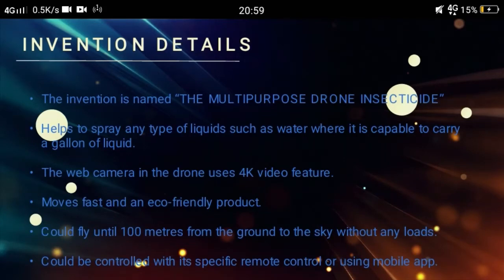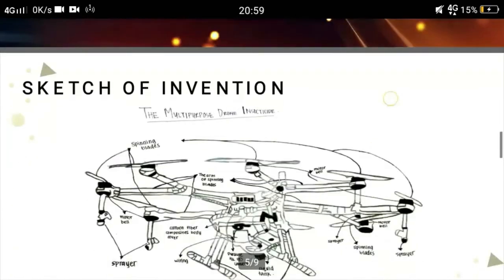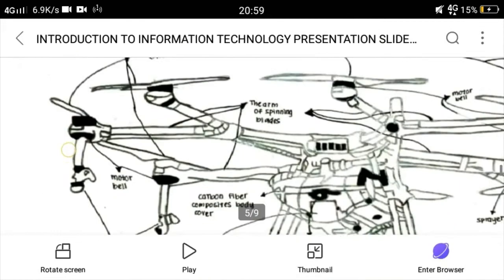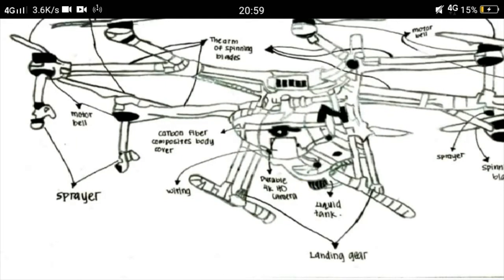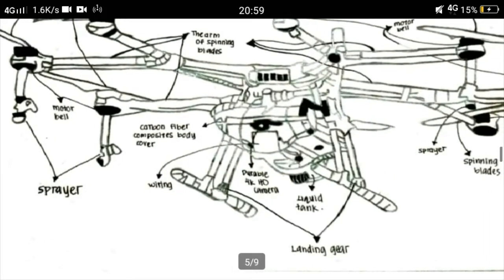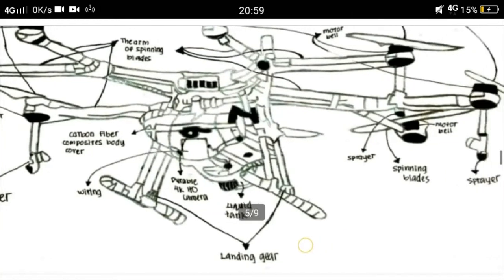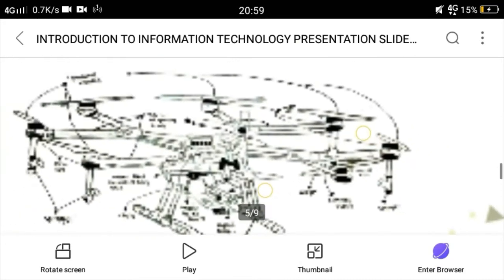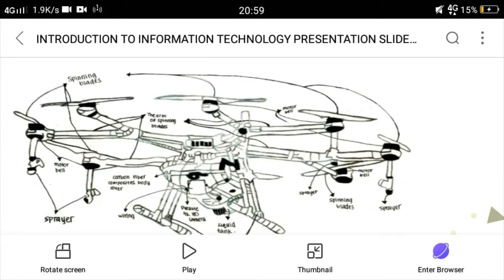So, this is the sketch of the invention. This is a spinning blade, and the sprayer is here over this, and this is a camera, liquid tank. This is a landing gear. This is another sprayer to spray on the plant, and we have spinning belts to spin the fan.